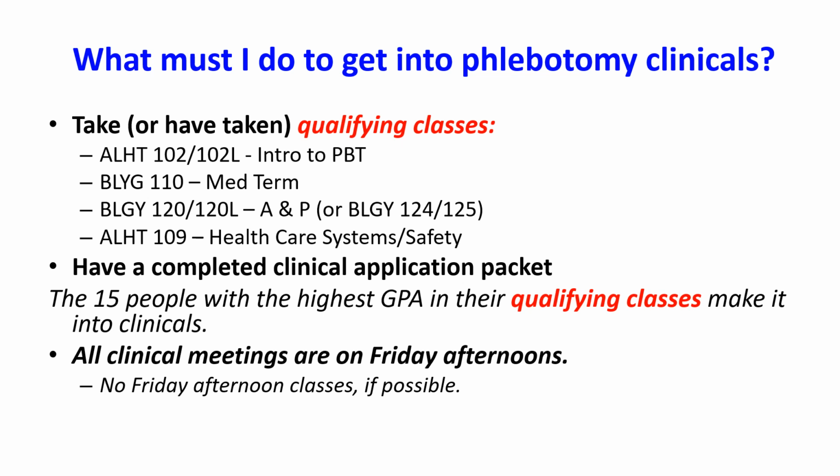What must I do to get into phlebotomy clinicals? I get asked this all the time. First, you have to take or have taken your qualifying courses, which include what we're in right now, Allied Health 102 lecture, along with Allied Health 102 lab, which is Intro to Phlebotomy, Biology 110, which is Medical Terminology, Biology 120 and 120L, which is Intro to A&P, and Allied Health 109, Healthcare Systems and Safety. Once you pass all those qualifying classes with a C or better, then you can go to clinicals.